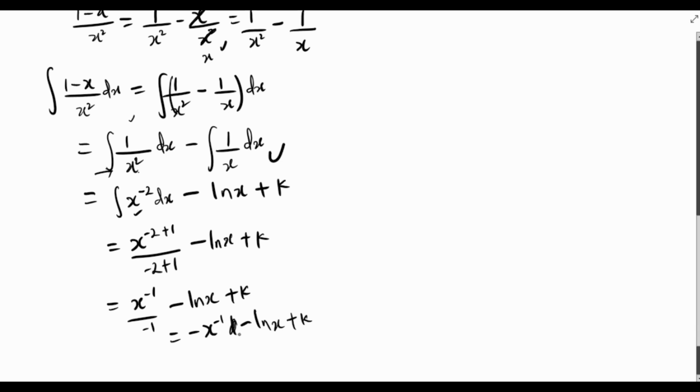Also, based on our knowledge of indices, when we have a power of a variable that is negative, we can rewrite this as a denominator so that the variable has a positive power. So this is minus 1 over x minus ln x plus k, right? This is x to the power of 1, which we don't need to write. So this is the final answer. Let me see if I can complete another video within the time I have.